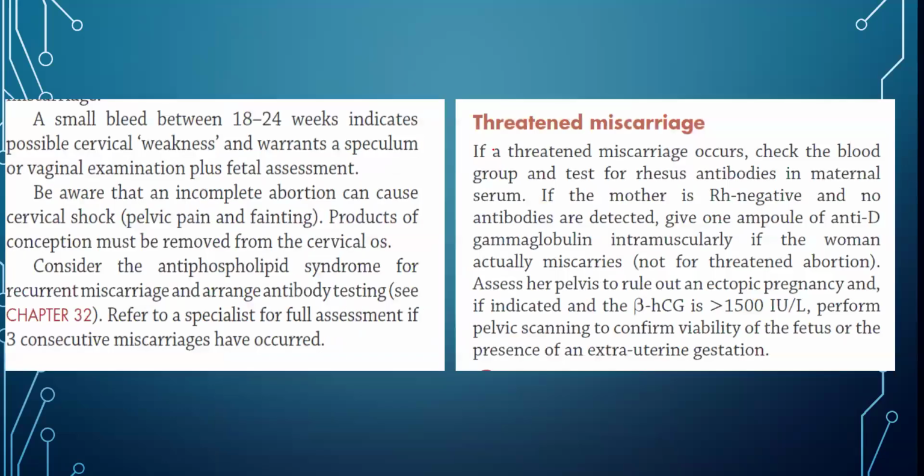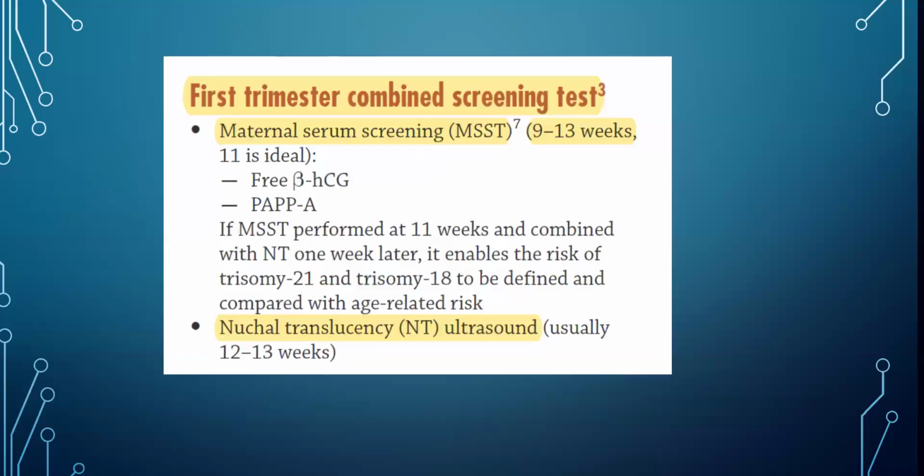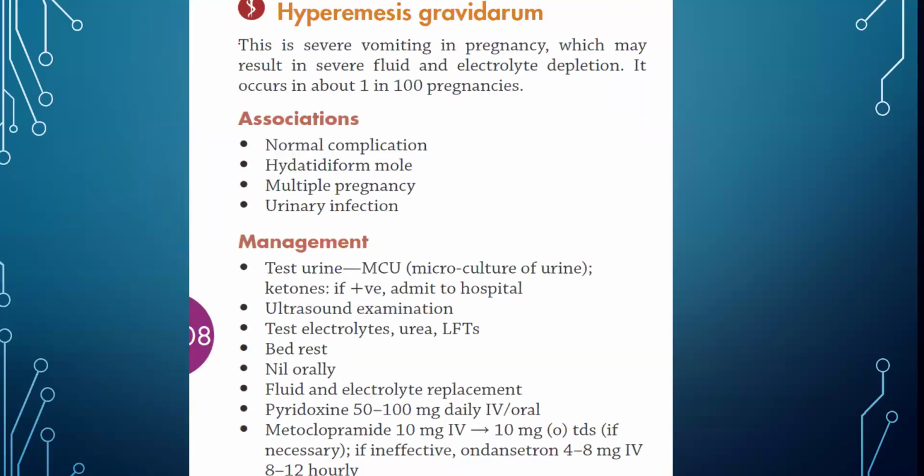We discussed vaginal bleeding, miscarriages. What is hyperemesis gravidarum? So hyperemesis gravidarum is severe vomiting during pregnancy. Every pregnant patient in the first trimester has morning sickness and some will vomit. That's normal. But if it is excessive, the patient becomes drowsy, can't keep anything down, that's not normal.